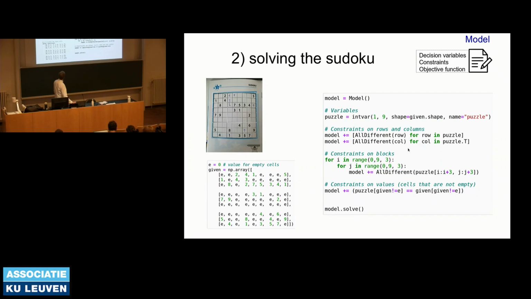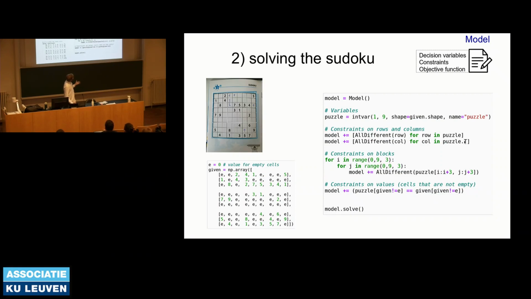So in CPMPy, that would look like this. So we create the puzzle, integer variables with value between 1 and 9. And just like in standard NumPy, you can automatically make this into an n-dimensional array. And so we give it a shape. We say that the given is here, and that's a NumPy array, 9 by 9. And so we say that the decision variables have exactly the same shape, so it will also be a 9 by 9. And then each of the rows needs to be different.